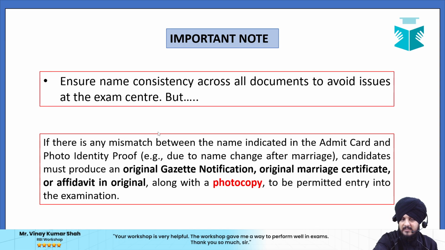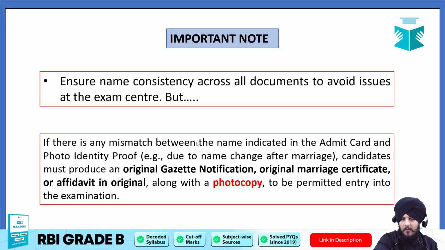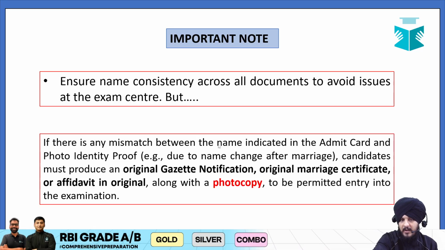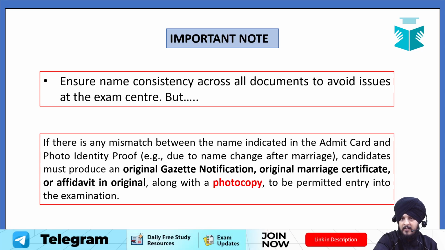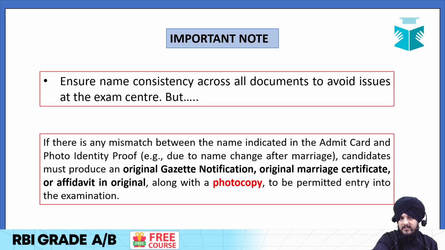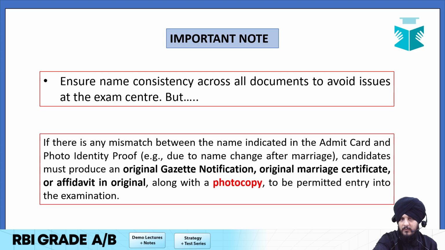But let us say there is any kind of mismatch between the name indicated in the admit card and the photo identity proof. What you have to do is produce an original gazette notification, original marriage certificate or affidavit in original. Fine. So this is something that you have to do. For example, let us say you are a female who got married, and after marriage your surname got changed, and you have written your recent surname while filling the application form, but your surname in the photo identity proof is different. There is some kind of inconsistency.